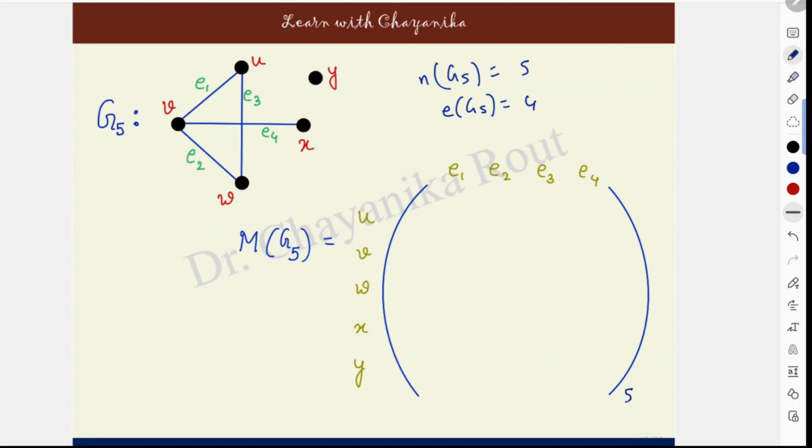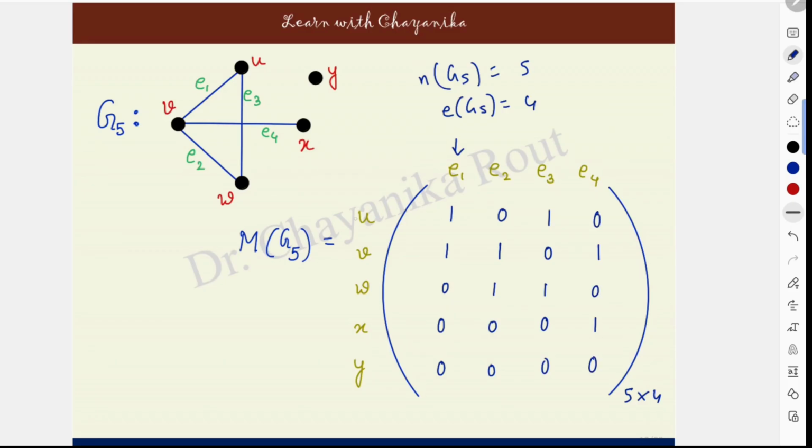Okay, now for this graph G5, the order is 5 and the size of the graph G5 is 4. So my incidence matrix is a 5 cross 4 matrix. For the edge E1, U and V are end vertices, rest are not. For E2, V and W are end vertices, remaining will get entry 0. For E3, U and W are end vertices, so remaining will have zeros, and E4 is having V and X as end vertices. There will be 1 and the rest will be 0.